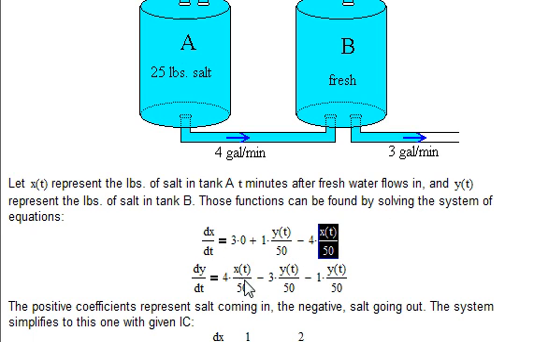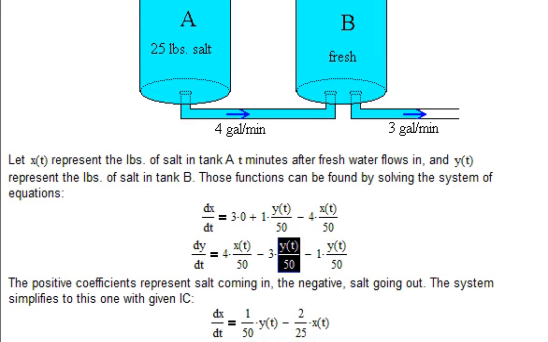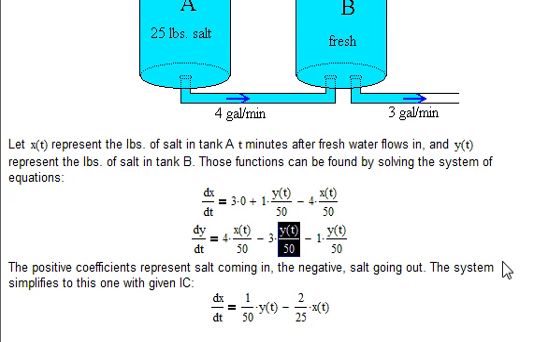So that's dx/dt. dy/dt is, well look, that is coming in, 4 times the amount of salt per gallon. 3 gallons is going out into the gutter, and the amount of salt per gallon is y of t over 50, right? That's the salt per gallon. And then 1 is also going out, but it's going into this other tank. So the positive coefficients represent salt coming in, the negative salt going out, and the system simplifies to this one with the given initial condition.